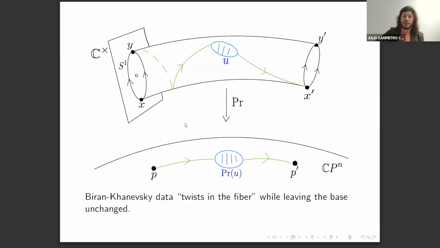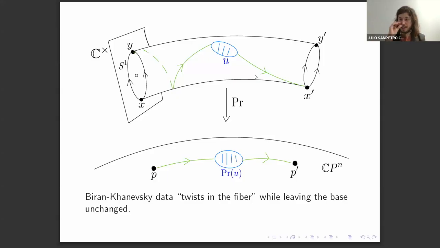So here is a picture. I have CP^n, and I have the fiber C cross, and I have S1. And note above P, I have two critical points, X and Y. Above P prime, I have two critical points, X prime and Y prime. And I can consider a gradient line, which is going to project to a gradient line downstairs. The pearl is going to project to a pearl downstairs, and the rest of the trajectory also projects. So this is just Biran-Khanevsky data.